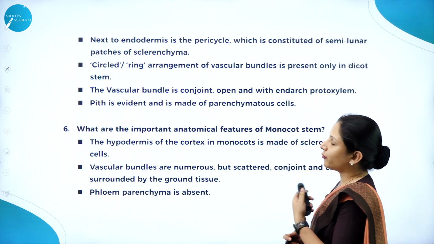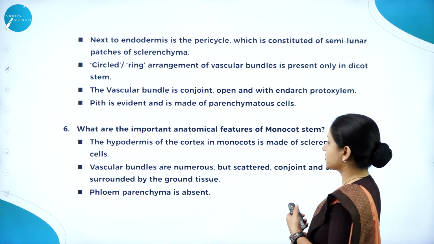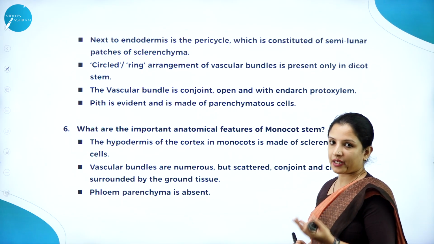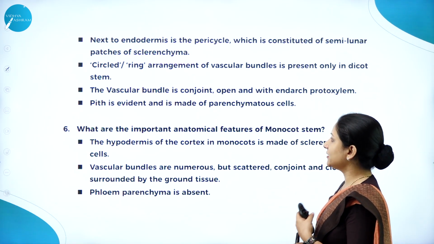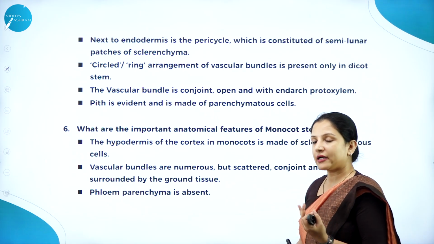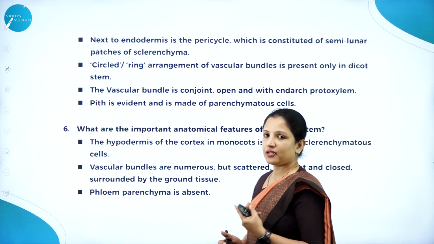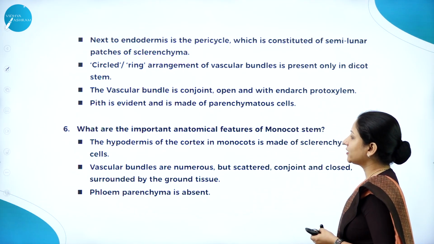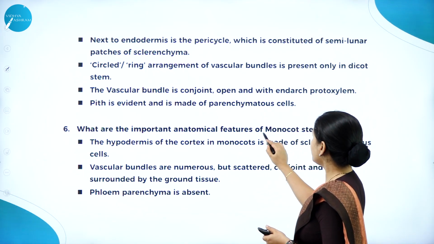I have put again about the vascular bundle and all that I have written, that is a ring-like arrangement they have, and conjoint open type is the vascular bundle that is present, and pith is made up of parenchymatous cells. All that you need to write. Any 3 to 4 points if you write it is enough. Next question. What are the important anatomical features of monocot stem?